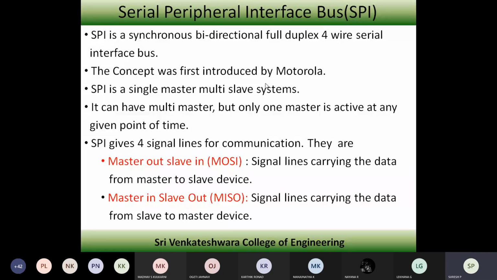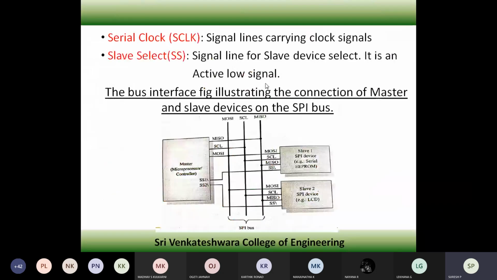So next is master in, slave out. Master in means what? You are at the receiving end. So this particular communication line will carry the data from slave to master device. Okay. So next is serial clock. Third of the 4 communication lines is serial clock. This is the signal line carrying the clock pulses.